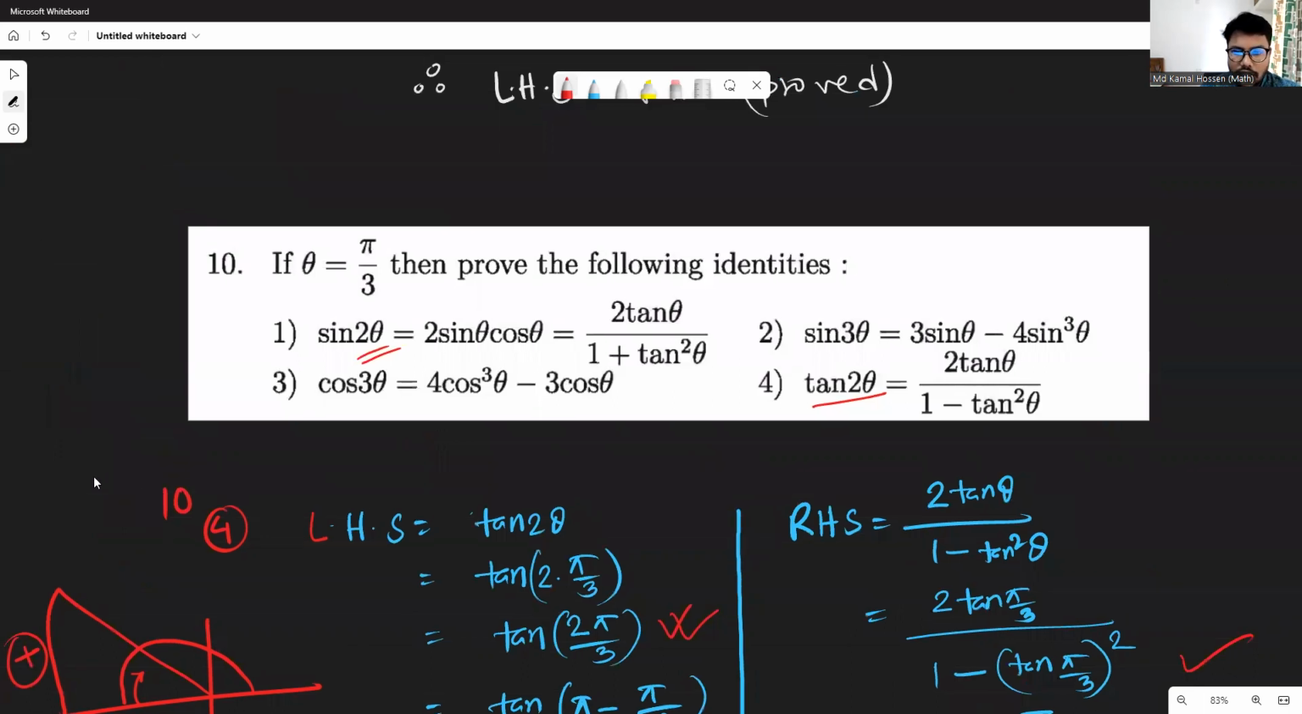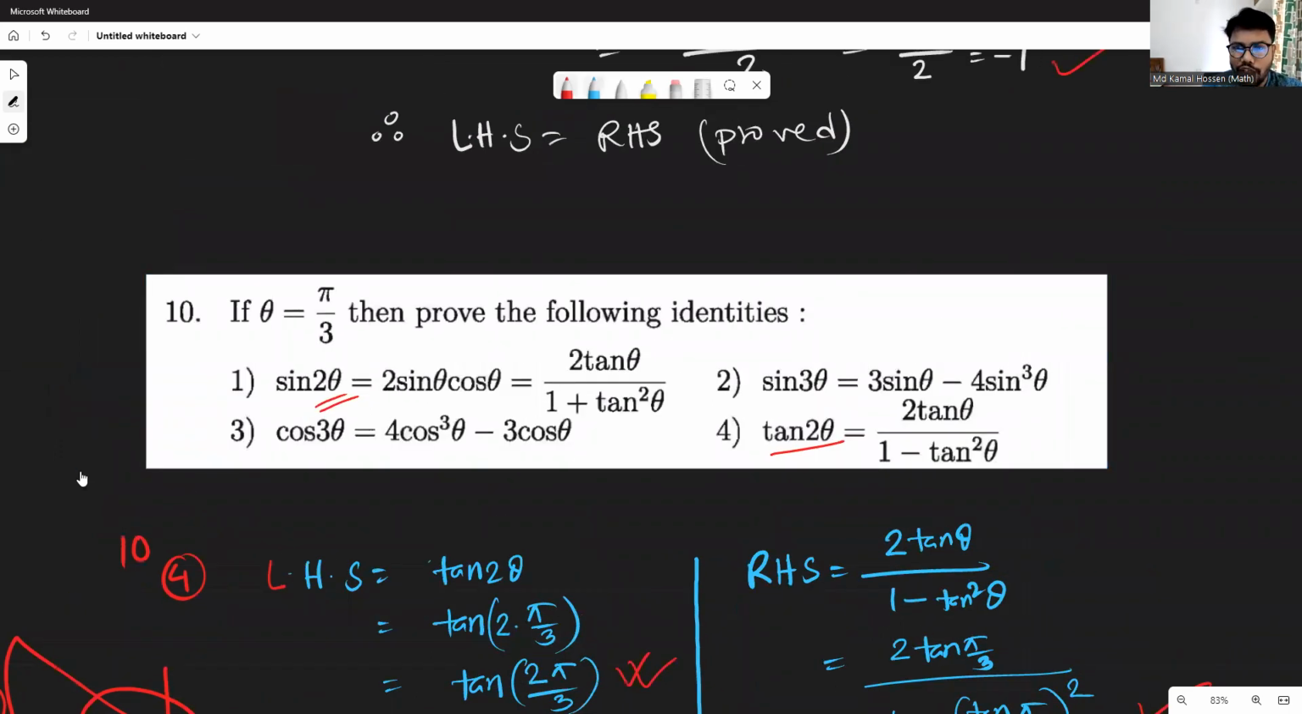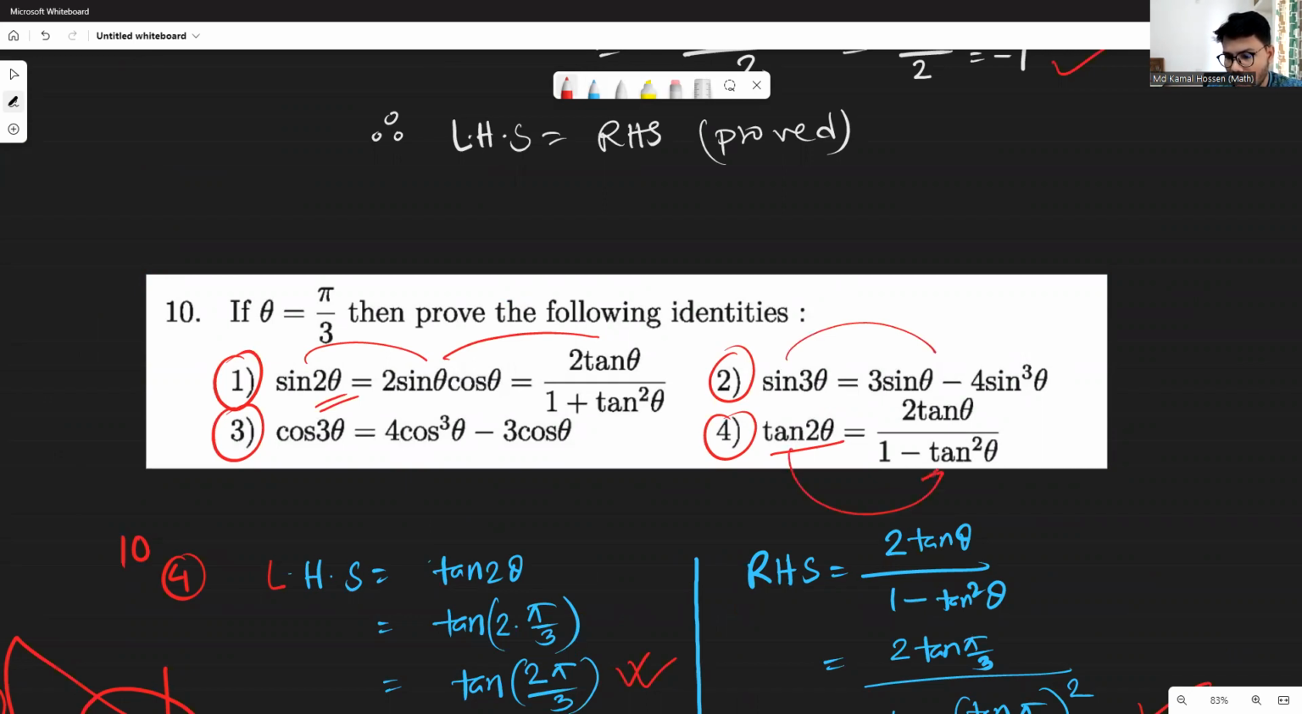So basically, in question number 10, there are a total of 4 formulas, and you have to apply these types of formulas in intermediate. Here we are just doing justification or verification. These are the formulas: the relation between 2 theta and sin theta, cos theta, the relation with tan theta, sin 3 theta converted into tan, and these are the complex angles. Tan 3 theta and cos 3 theta are related with cos theta. You have to practice all these types of formulas at the intermediate level. Here we are doing justification only for the given value.